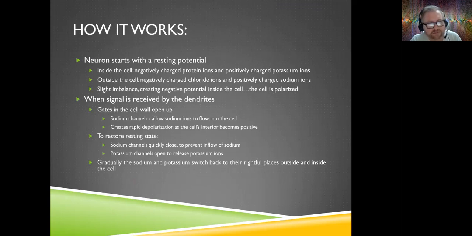But one of the things that we need to start by understanding here is the nature of the electrical gradient that is inside versus outside the cell. Now, what are we talking about here? A gradient is any unequal distribution of anything in nature, right?